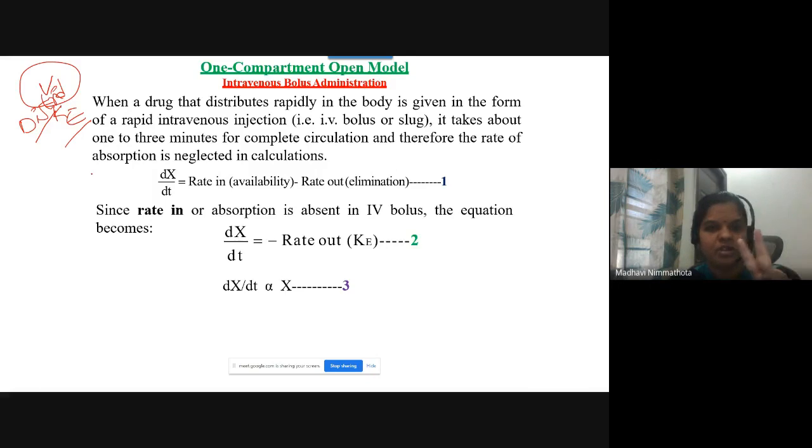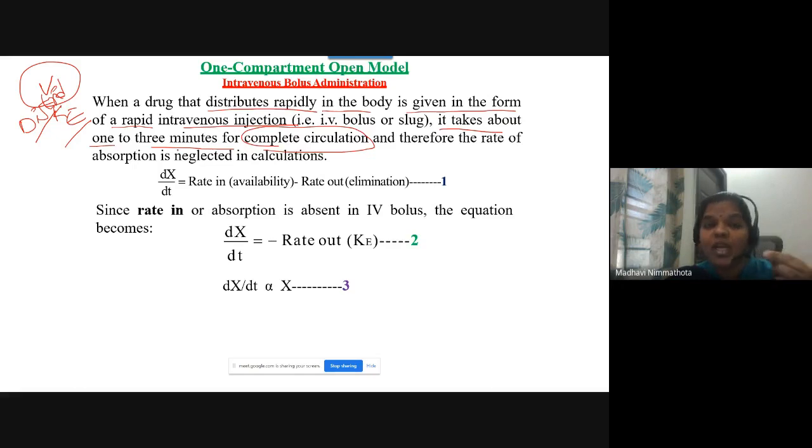You just remember these 2 points. See what it is telling. In case of IV bolus administration, when a drug distributes rapidly, only those drugs will follow this kind of kinetics. This distributes rapidly in the body and is given in the form of rapid intravenous injection. It takes only about 1 to 3 minutes to complete its circulation.